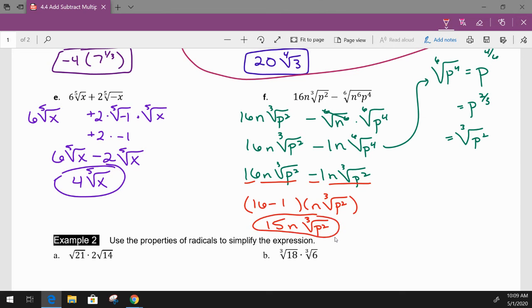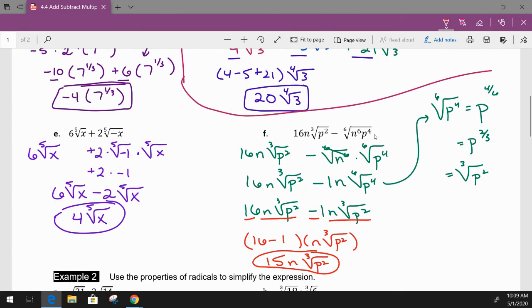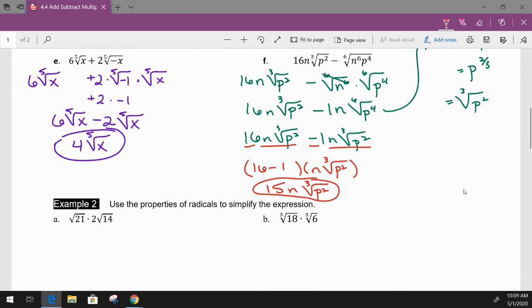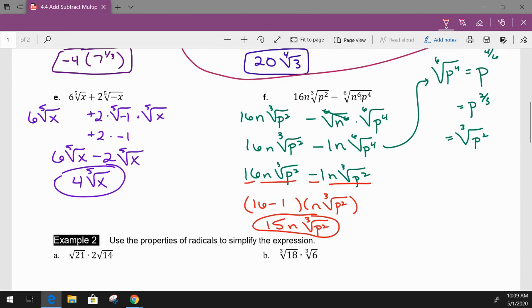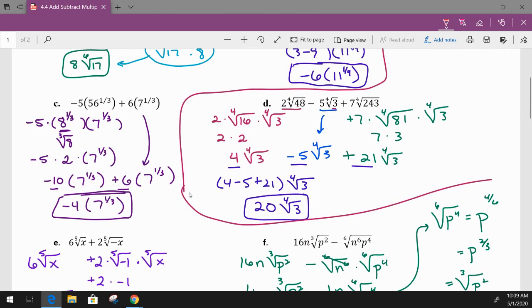So that one's a little bit trickier, but it's convenient to be able to go back and forth between your rational exponents and your radicals in these problems. The rule, though, is if the problem starts with a radical, then you should end with radical expressions. If your problem starts with a rational exponent, your answer should have a rational exponent.